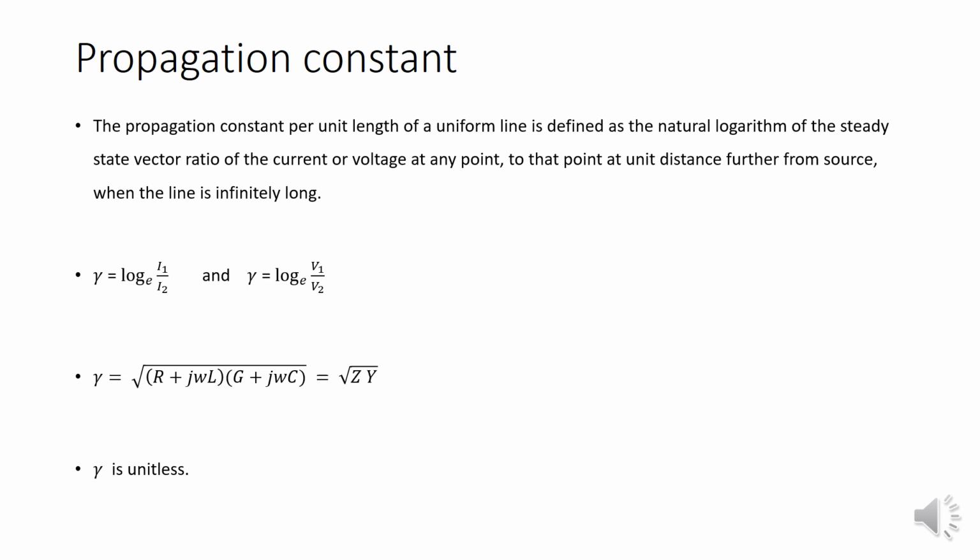So by the definition, you can represent gamma as log of I1 by I2, and gamma can also be represented in terms of voltage as the natural logarithm, so log to the base e of V1 by V2, and we know gamma is equal to square root of z into y, and gamma is a unitless quantity.